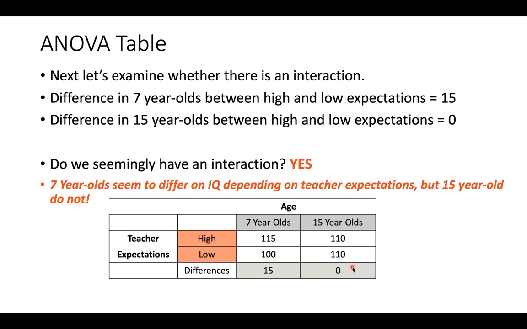That's the essence of our interaction, that the effect of expectations depends upon your age. For 7-year-olds, expectations matter. For 15-year-olds, expectations look like they do not matter. So I would say we should be expecting a significant interaction between our two variables.